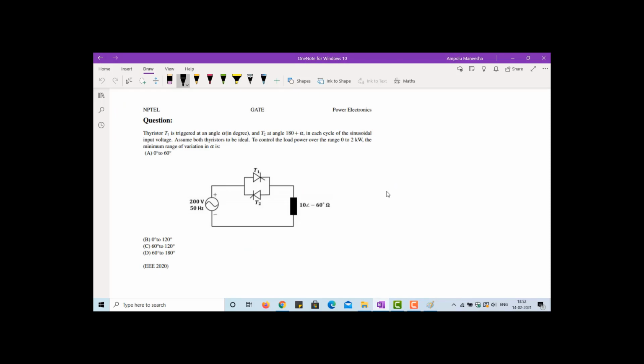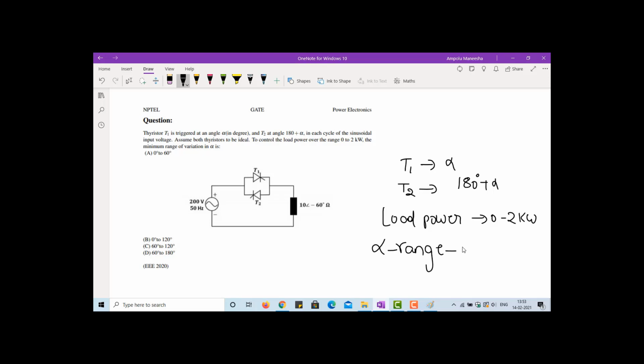We need to find out the minimum variation of alpha, the range of alpha. It is given that T1 is triggered at an angle alpha, T2 is triggered at an angle of 180 degrees plus alpha, and also the load power varies from 0 to 2 kilowatts. We need to find out the alpha range.